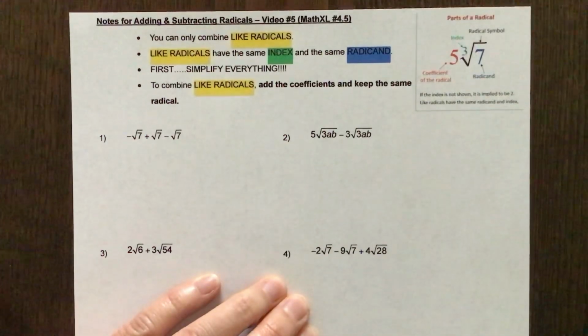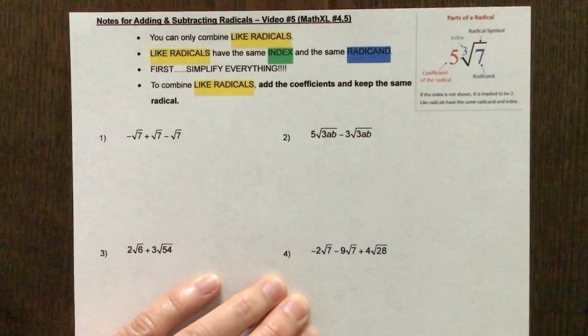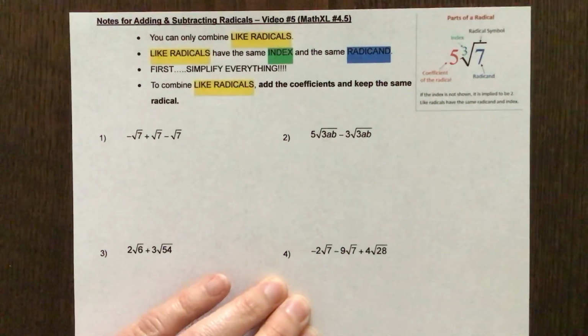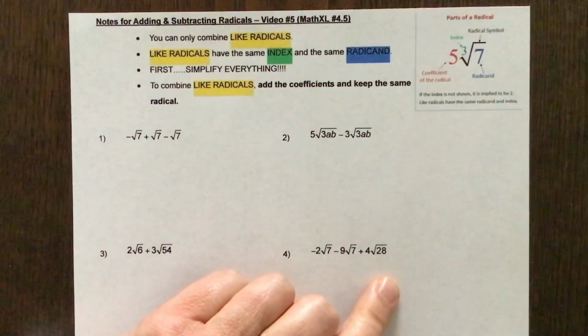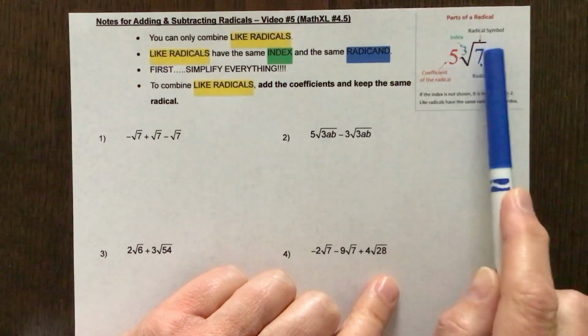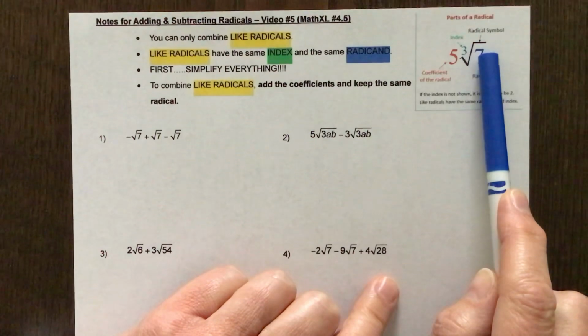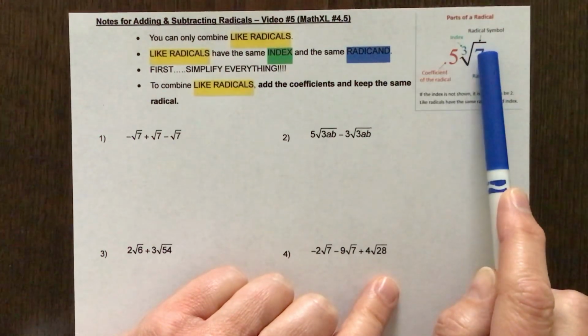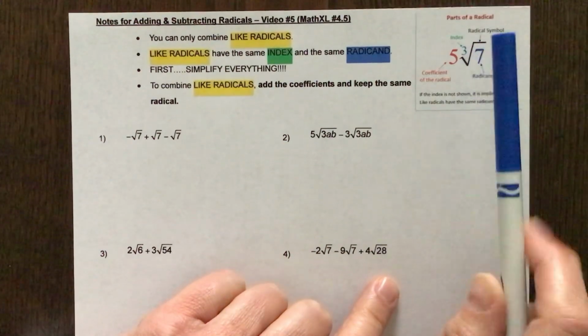But when we are adding and subtracting radicals, we have to have a like radical, which means not only does the index have to match or be the same, so does the radicand. The radicand is the value underneath the radical symbol. So if both of those match, then we can add or subtract radicals.